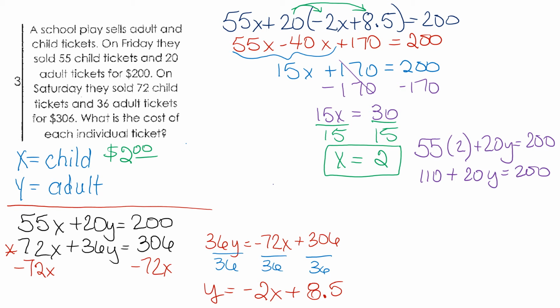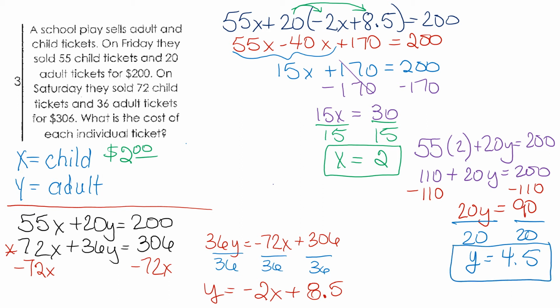We're trying to isolate that variable, so we're going to subtract 110 on both sides of the equal sign, leaving me with 20y equals 200 minus 110, which is 90. And then my final step would be to divide by 20, and y would be 4.5.